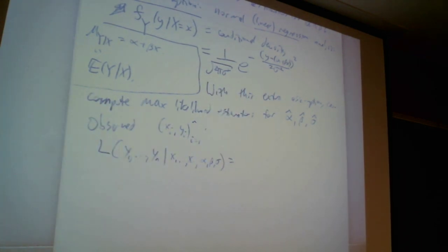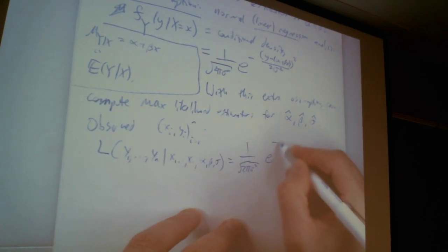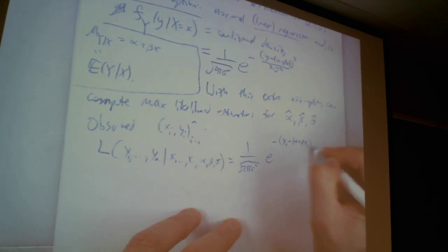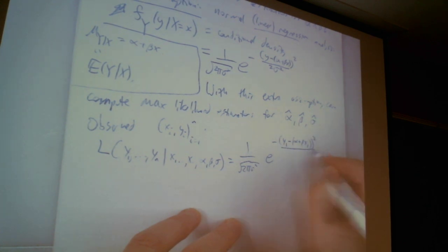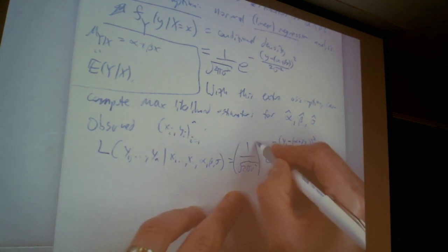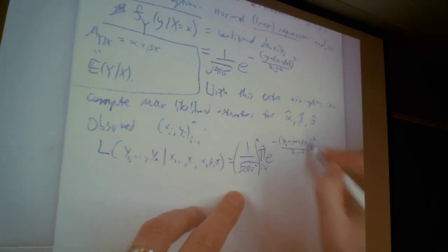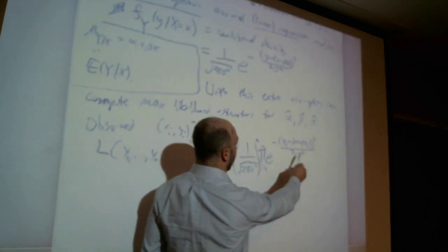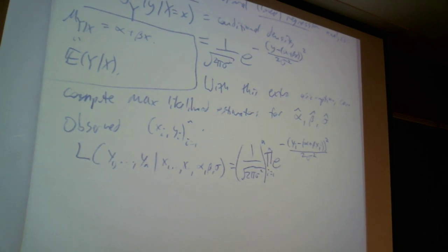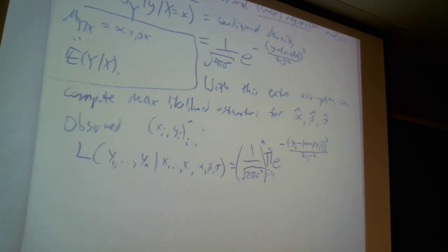Exactly. 1 over root 2 pi sigma squared times e to the minus y1 minus alpha minus beta x1 squared over 2 sigma squared. And then the same one for 2 and 3 and so on. So there will be n of these, a product as i goes from 1 to n of e to the minus yi minus alpha minus beta xi squared over 2 sigma squared. Can you guys see that? That's the likelihood function.